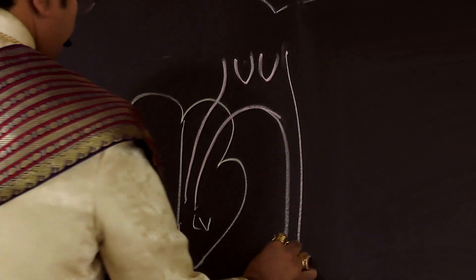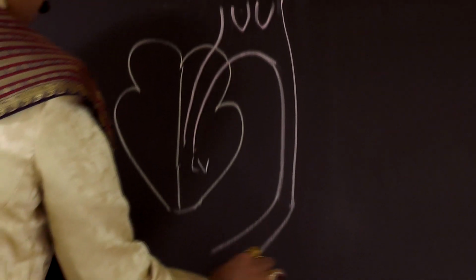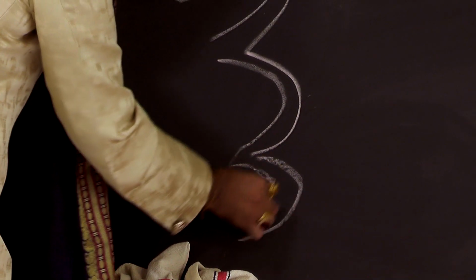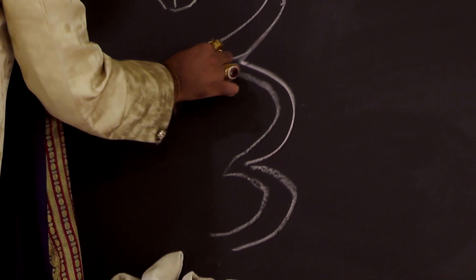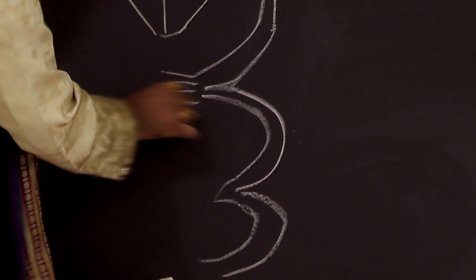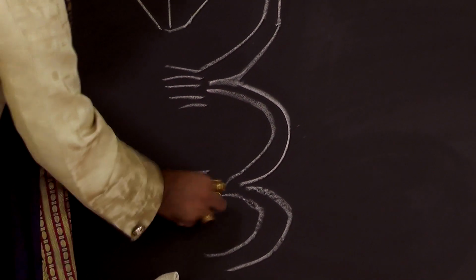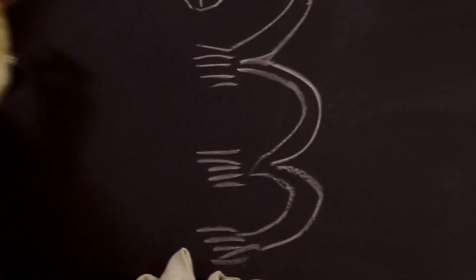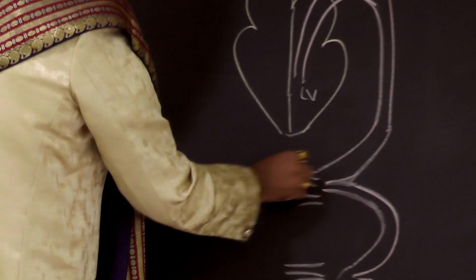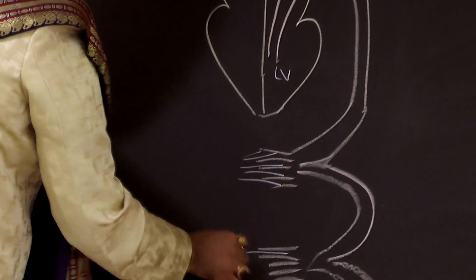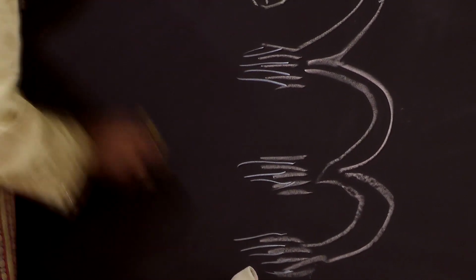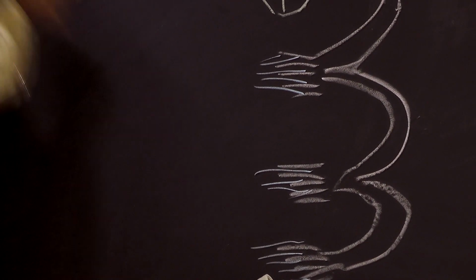So from the aorta, you see the blood is traveling to the different parts of the body. So what are the different parts of the body? It is traveling to the abdomen, traveling to the pelvis, and traveling to the lower limbs. Okay, here you have got the capillaries where there is exchange.